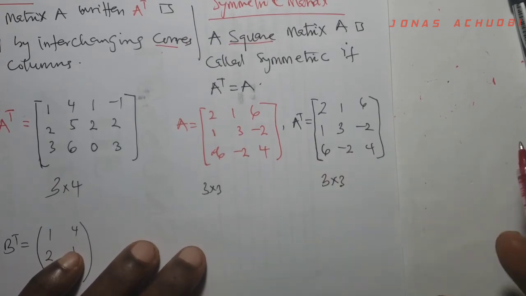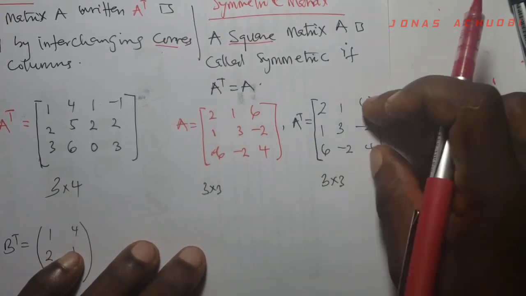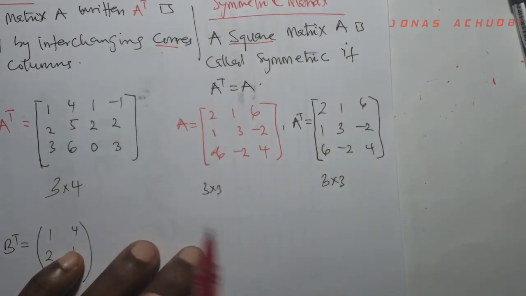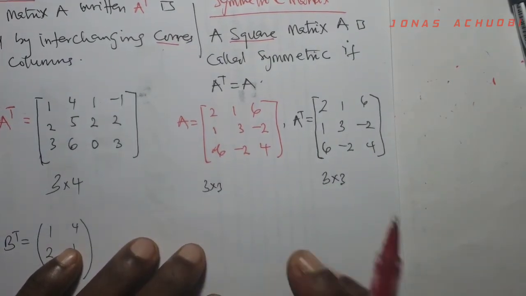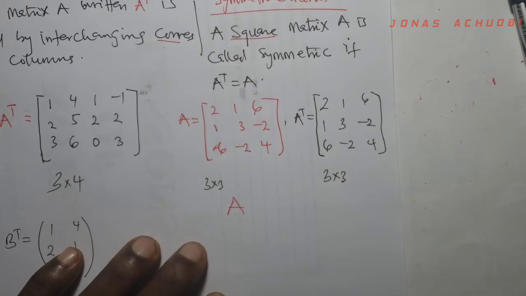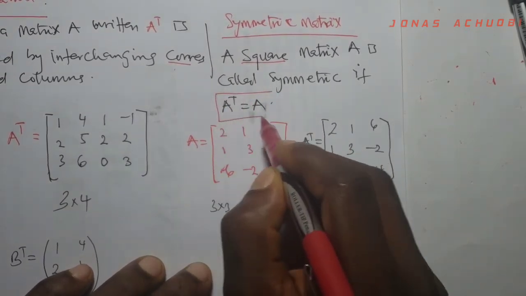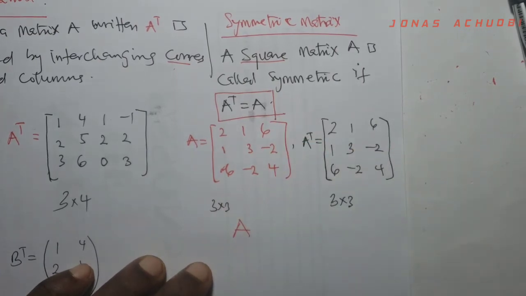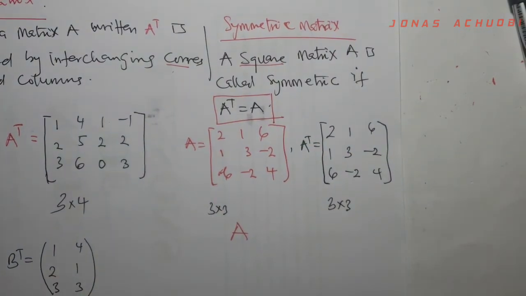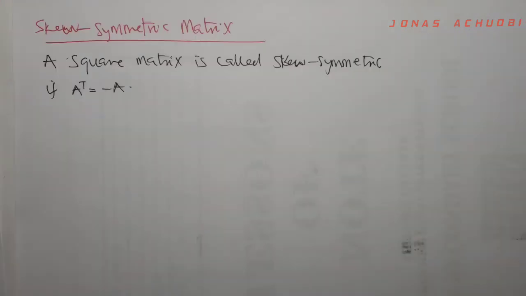Wow. So you see clearly here that the transpose of matrix A is the same as matrix A. Wonderful. This makes matrix A a symmetric matrix. So a matrix is symmetric if after transposing the matrix, you do not get a different matrix. You get the same matrix. Symmetric. Very important kind of matrix.